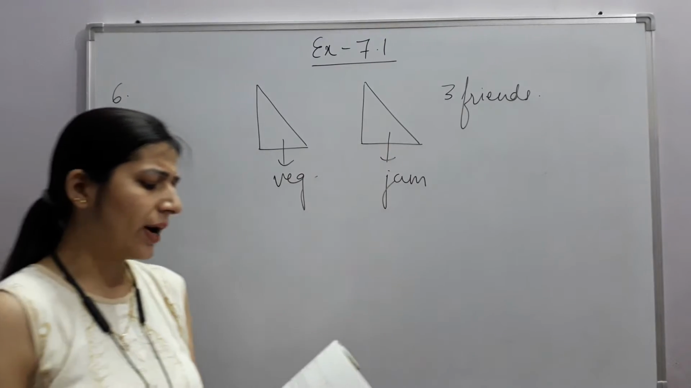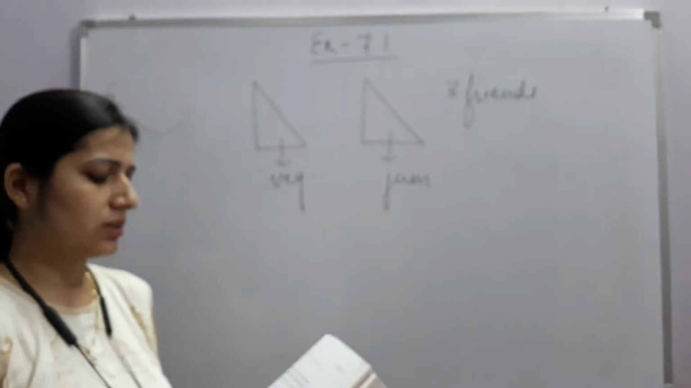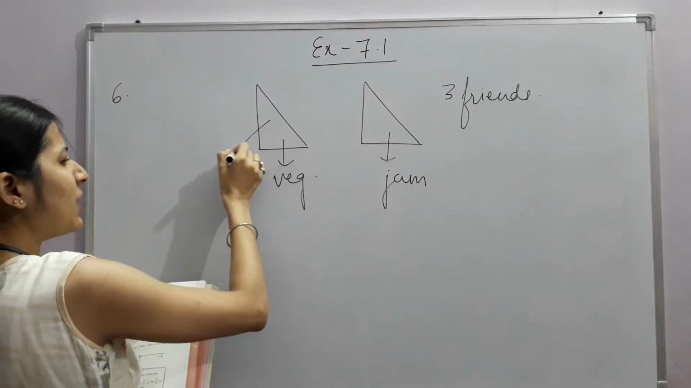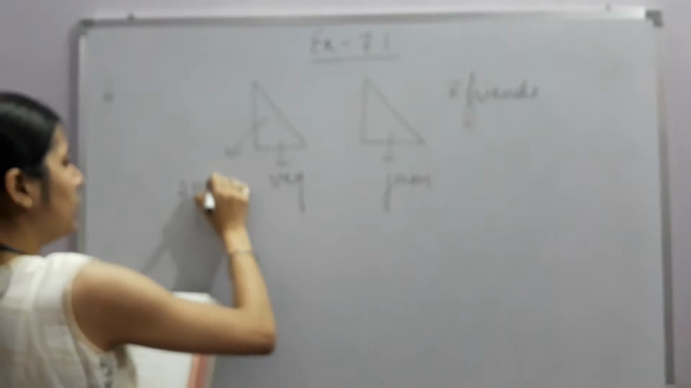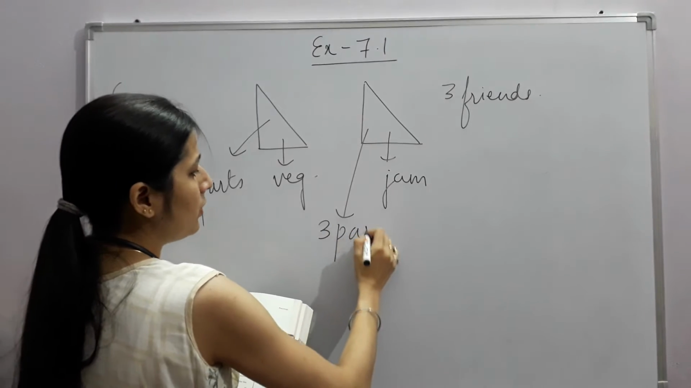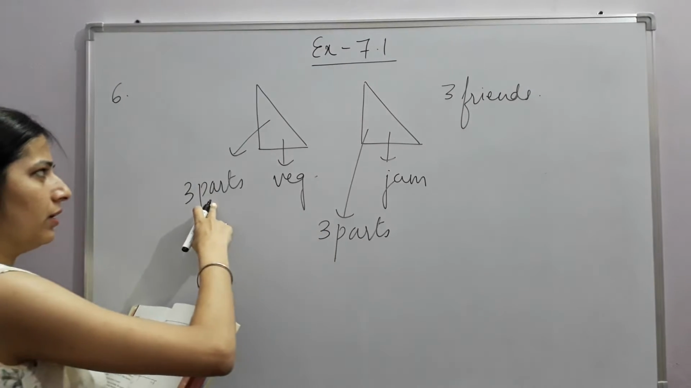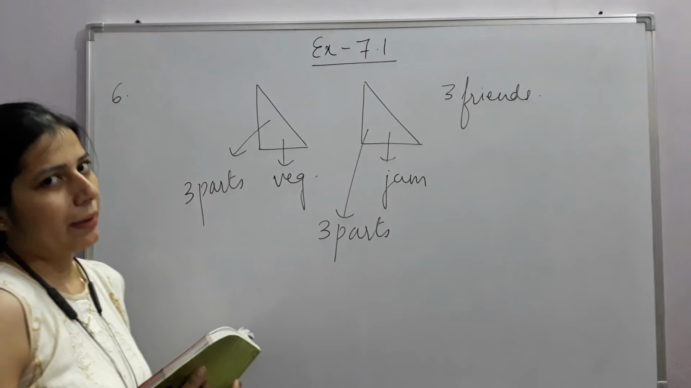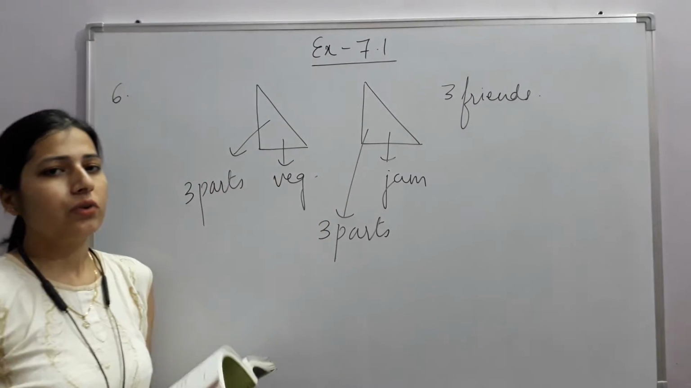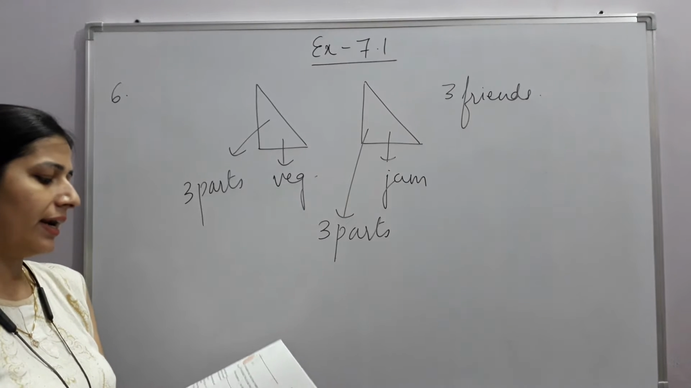Now how can Arya divide his sandwich so that each person has an equal share? So what will Arya do? He will divide this sandwich into how many parts? 3 parts. And he will divide this sandwich also into how many parts? 3 parts. And they will take one part. So what will they do? They will divide each sandwich into 3 equal parts, and they will divide it in this way.